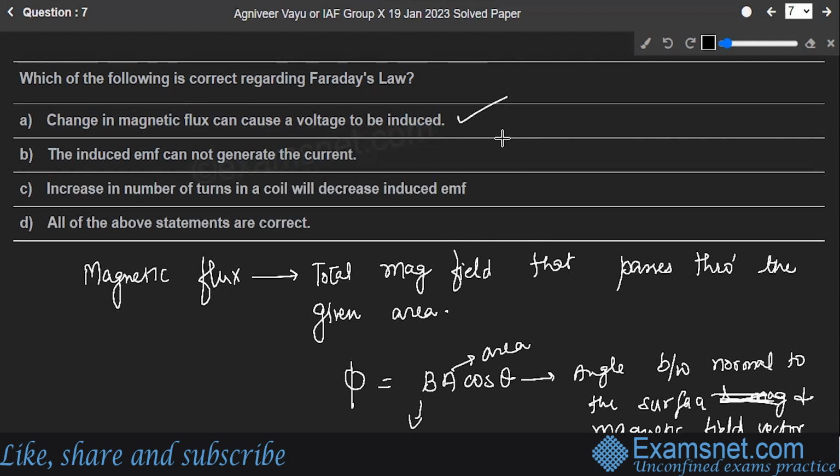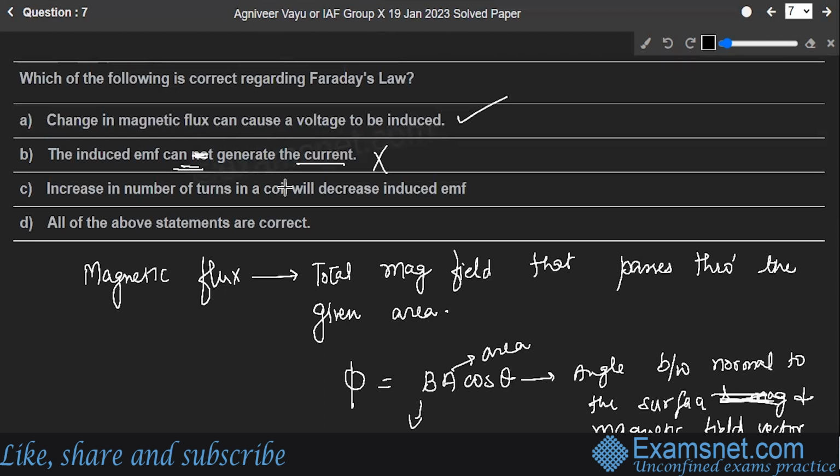If I talk about option 2, the induced EMF cannot generate the current. See, the induced EMF works as a potential difference and can generate the current. This is false. Cannot is not the true one. It can generate the current.